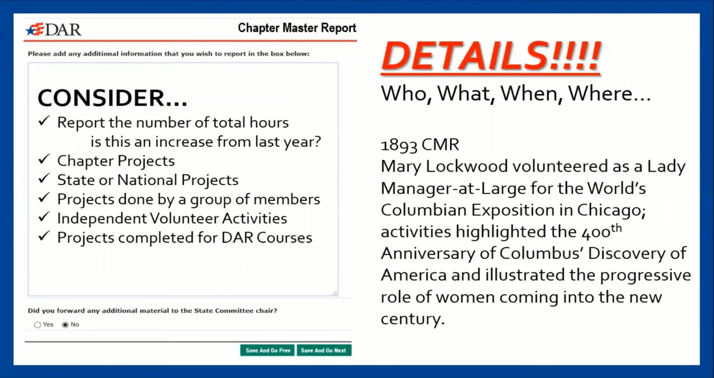Back to the CMR. There is a large text box for additional information about other service projects. This is a limitless box. This is where most of your time on the Service to America report should be spent. Please include details, lots of details, about the volunteerism in your chapter. Highlight the work of your members by reviewing what members have entered in the Service to America tally.